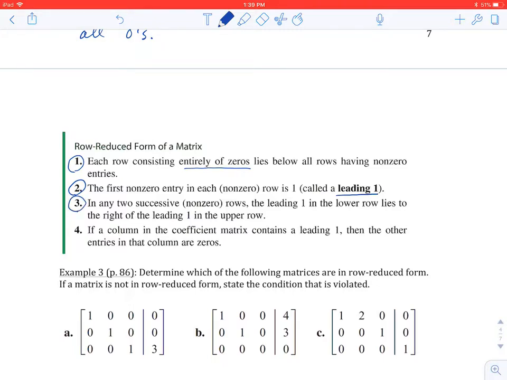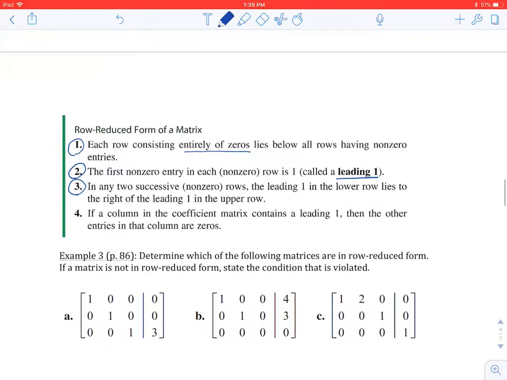Number 3, in any two successive, that means one after the other, non-zero rows, the leading one in the lower row lies to the right of the leading one in the upper row. And then finally, number 4, if a column in the coefficient matrix contains a leading one, then the other entries in that column are zeros.